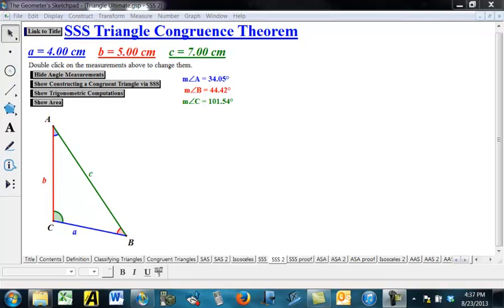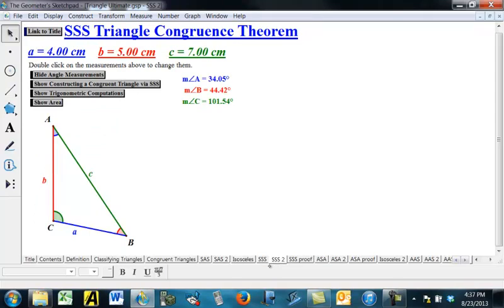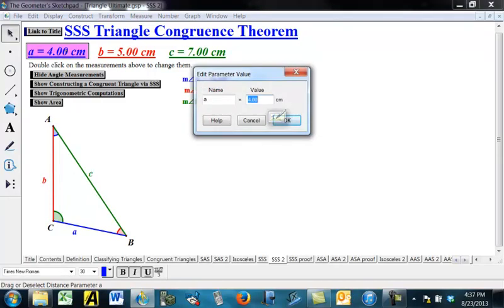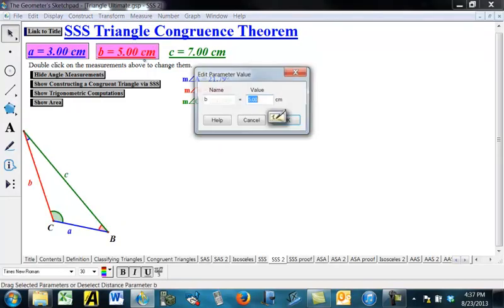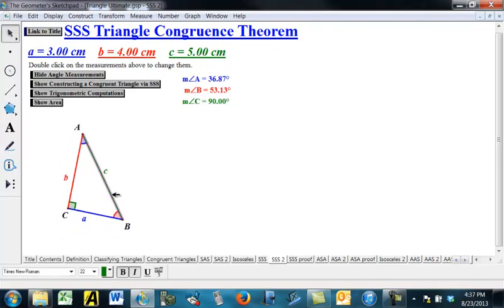So this particular tab of my sketch, of course this is from the Triangles Ultimate sketch, is the side-side-side 2 part. You can actually type in like 3 centimeters, 4 centimeters, and 5 centimeters, and this one actually turns out to be a right triangle, and you see the other angles are approximately 37 degrees and 53 degrees. And there it is drawn to scale, or we can draw different ones.